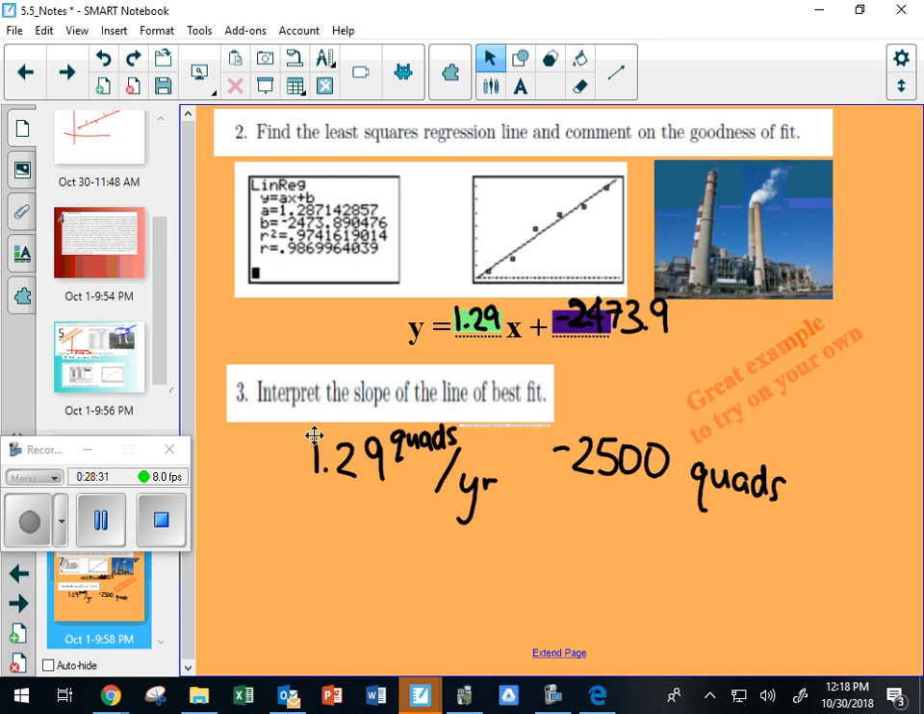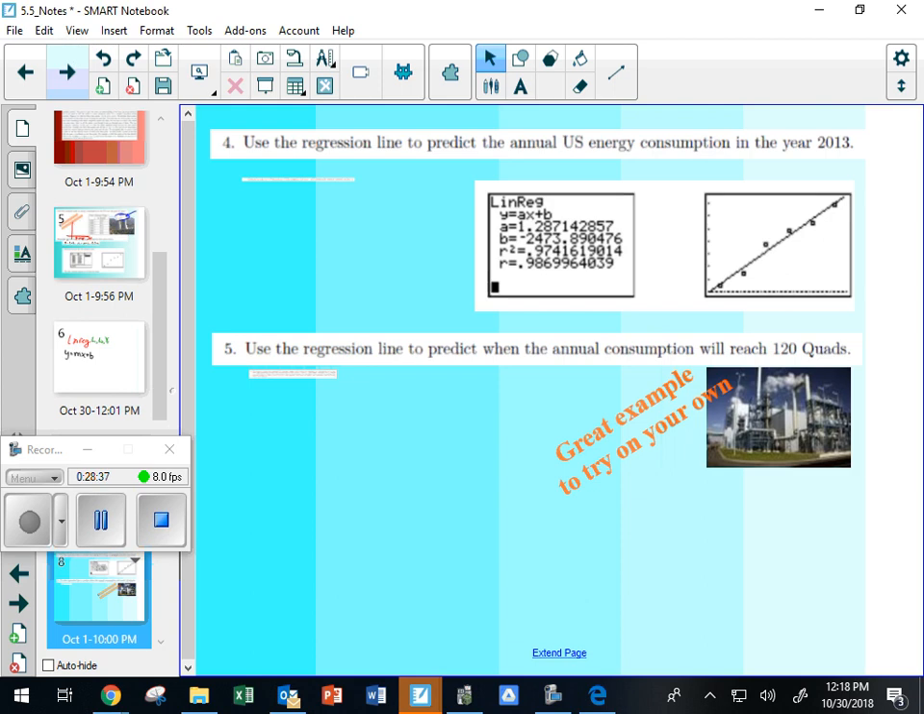All right. So moving on from that, let's do this one first before we do our fun activity. All right. So we found our equation.